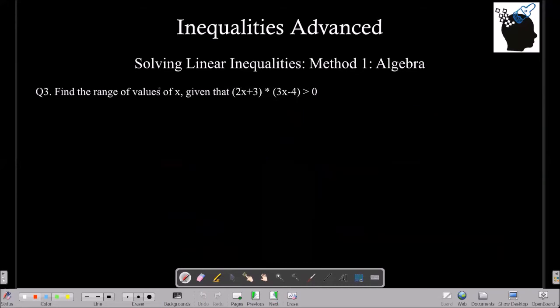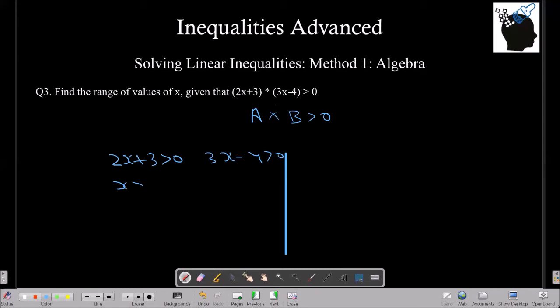You can pause the video and give it a shot. Okay, let's try this. Find the range of values of x given that (2x + 3) multiplied by (3x - 4) is greater than 0. Again, this is of the form a into b is greater than 0. Let's take two cases. So either both are positive or both are negative. So let's take the positive case.